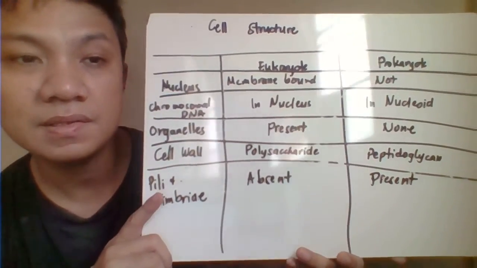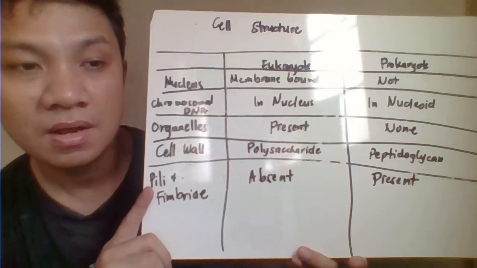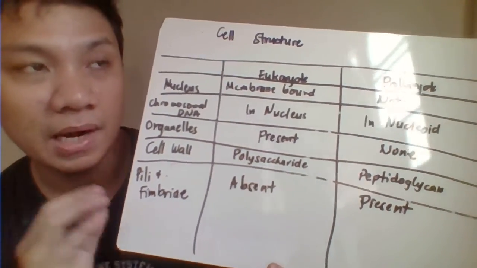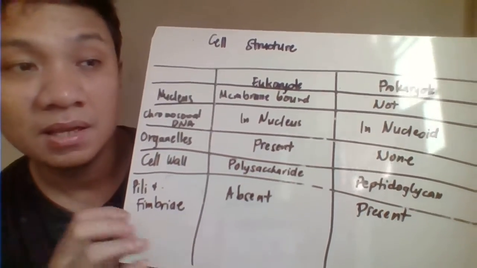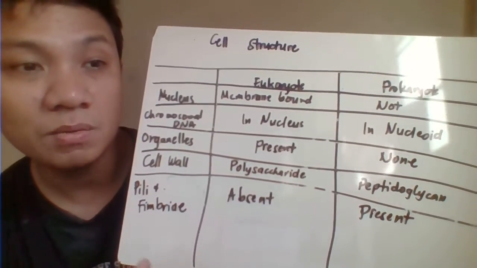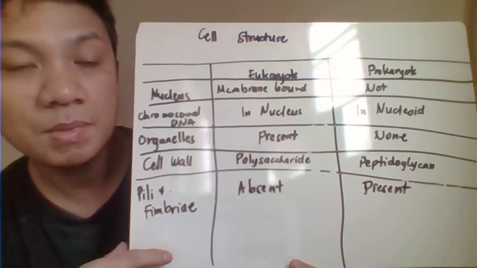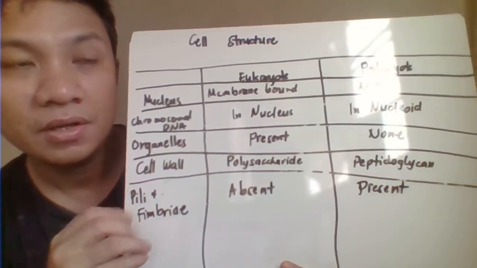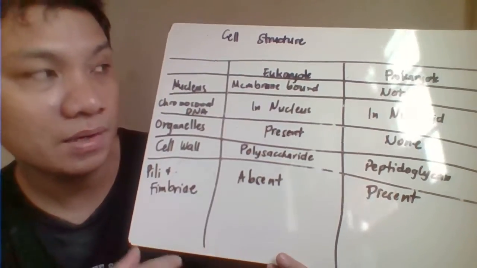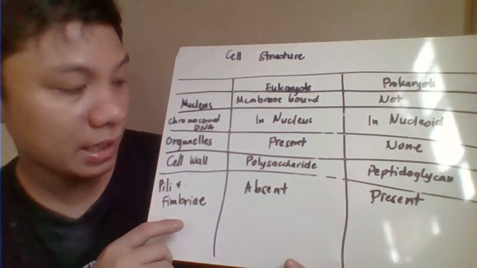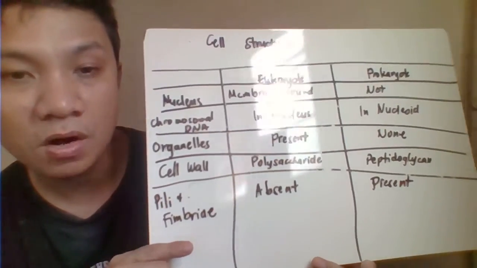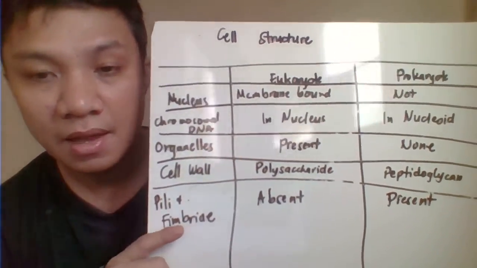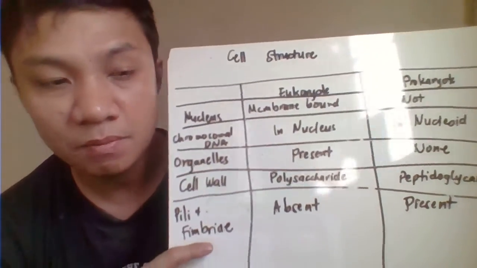For the prokaryotes, since they don't have the nucleus, they still have the chromosome, only that it is found in the nucleoid or a sac-like structure, but that one is not found in a nucleus kasi wala siyang nucleus, but rather it's being suspended in the cytoplasm most likely. For the organelles, eukaryotes would always have that one, whereas prokaryotes would have no organelles. The cell wall of your eukaryotes here is made up of polysaccharide, and for the prokaryotes again, that one is made up of the peptidoglycan.